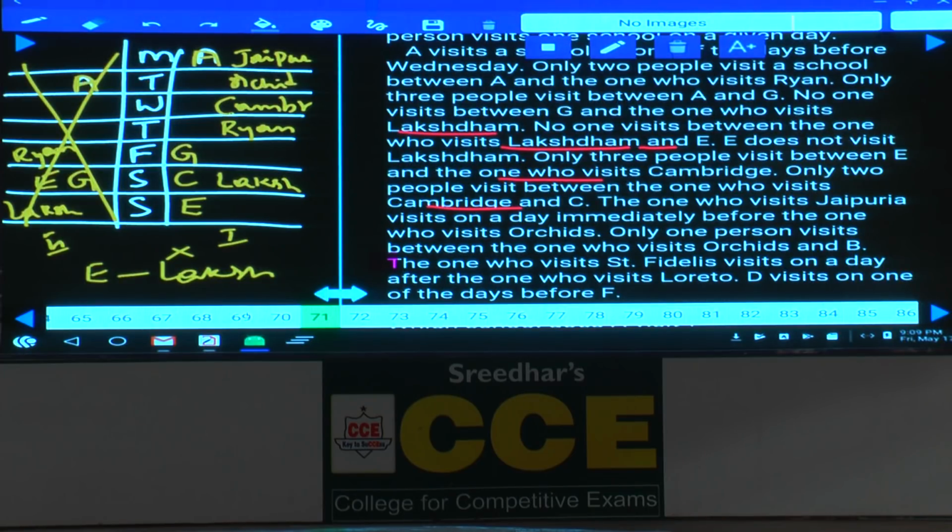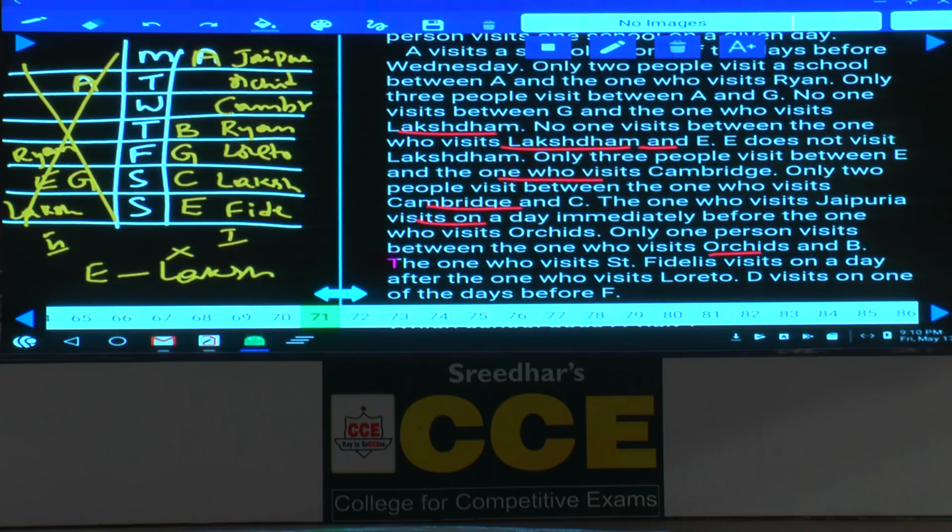Orchards is on Tuesday. And only 1 person visits between the one who visits Orchards and B. Between Orchards and B, there must be exactly 1 person, hence B must be on Thursday. And the one who visits Saint Fidelis visits on a day after the one who visits Loreto. Saint Fidelis is after this Loreto, and this Loreto must be on Friday.